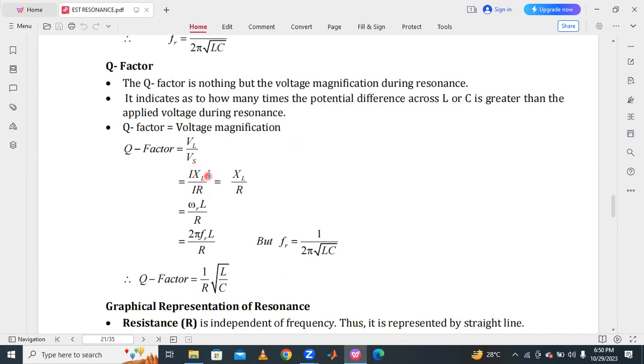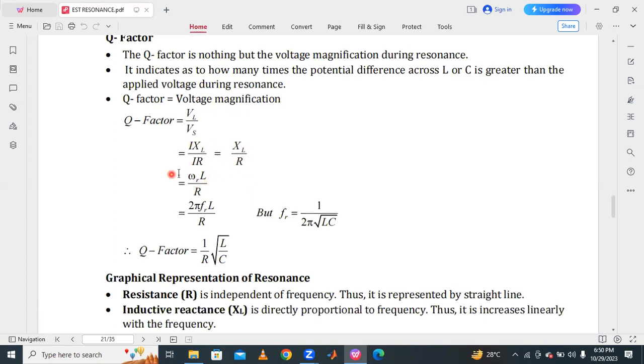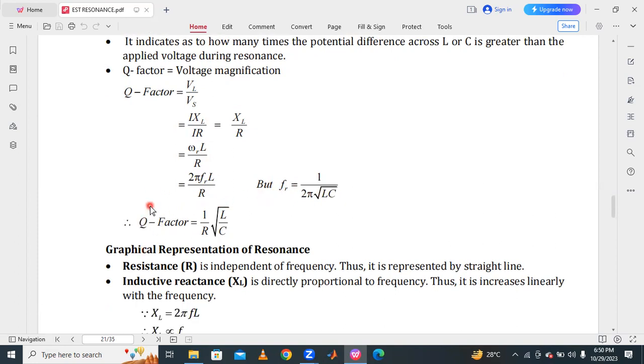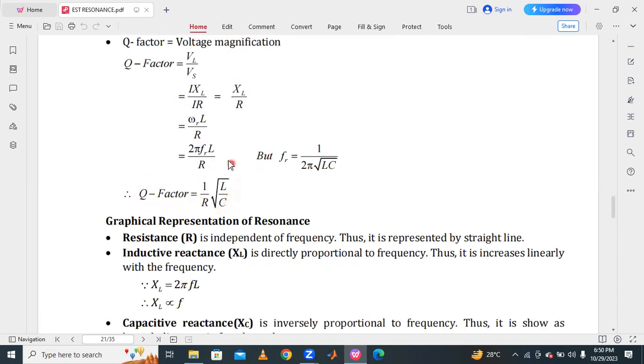V_L is equal to I into X_L, and V_s is equal to I into R, because under resonance condition only resistance offers voltage. Then I cancels, giving X_L by R, where X_L is equal to omega L. So Q is equal to omega L by R. Omega is 2π f, so Q is 2π f L by R. But f_R is equal to 1 by 2π root LC, the resonance frequency. By substituting here, the Q factor is equal to 1 by R into root L by C.